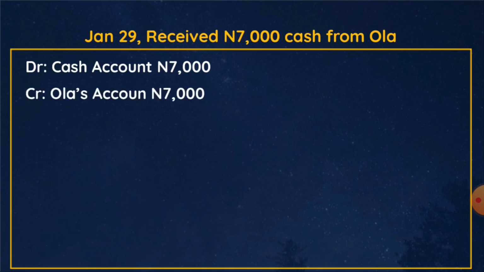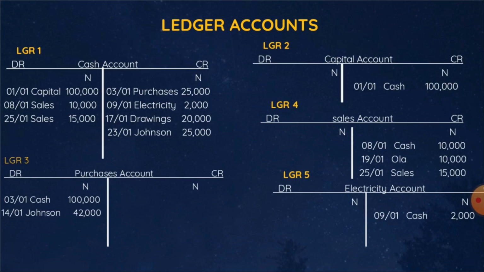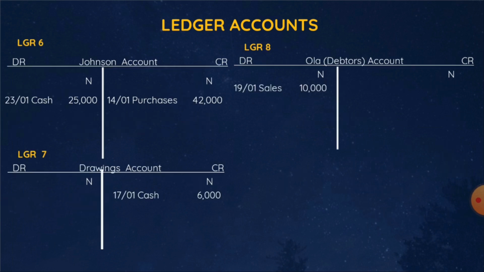So we go to our ledger, which is the ledger number 1, which is cash account. So we are going to debit it with Ola 7,000 naira, where the corresponding credit entry goes to the Ola's account. So Ola's account, which is ledger number 8, we are going to credit that account with 7,000 naira to complete the double entry principle for that.